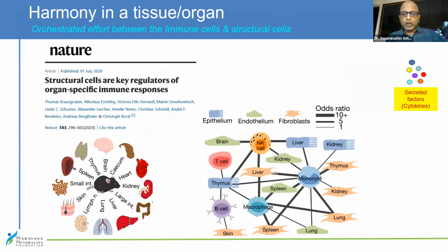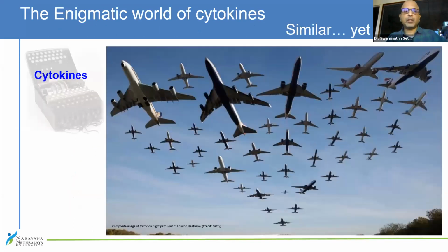And we all do know and appreciate that the harmony or homeostasis in a tissue or an organ is a very continuous, dynamic process. And it is very clearly evident from a whole lot of animal studies that there is an active interaction between the immune cells and the structural cells of any organ or tissue, and the cytokines, the secreted factors, are the most critical ones in maintaining this homeostasis.